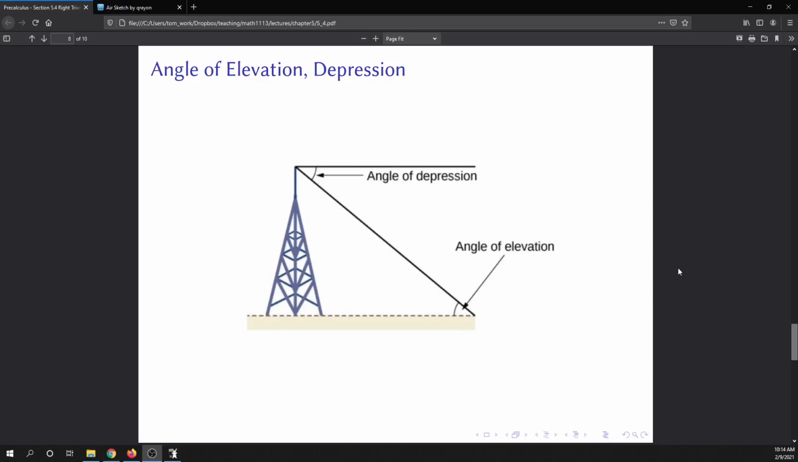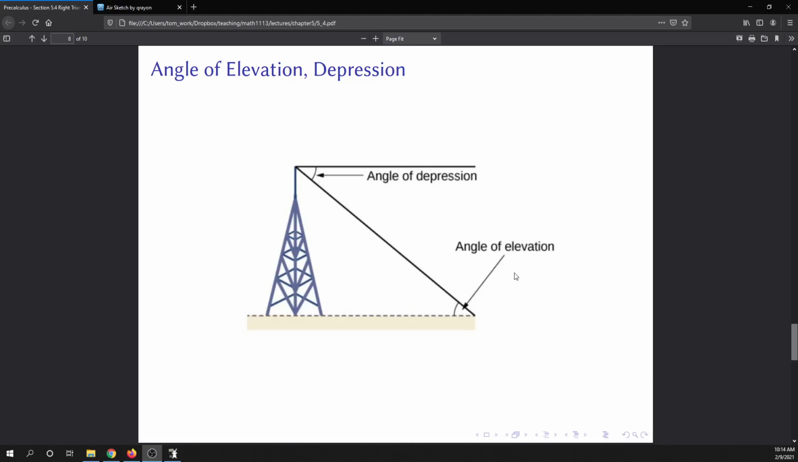All right, in this video, we are going to talk about how to use these trigonometric ratios in applied problems, real world problems. So, before we go into an example, we need to talk about the angle of elevation and angle of depression.